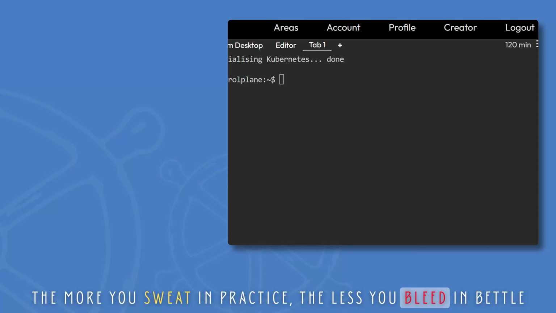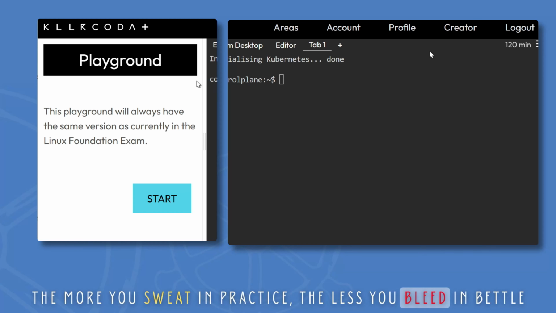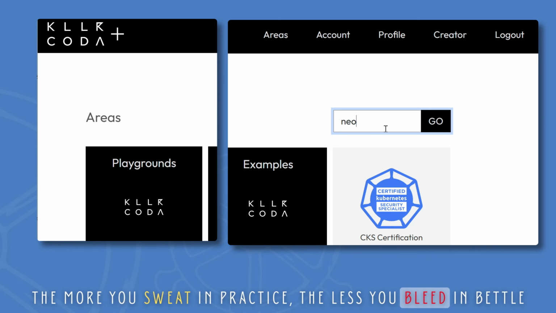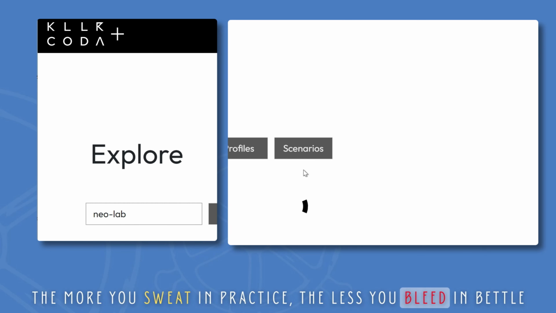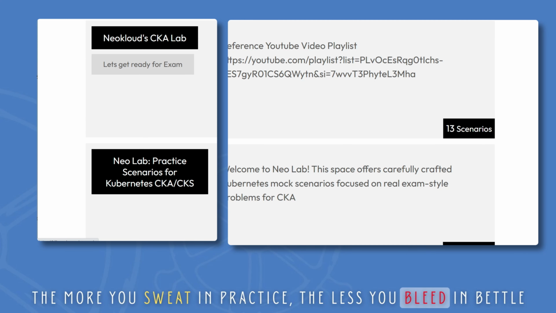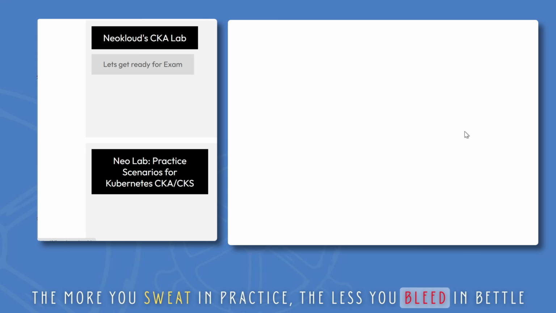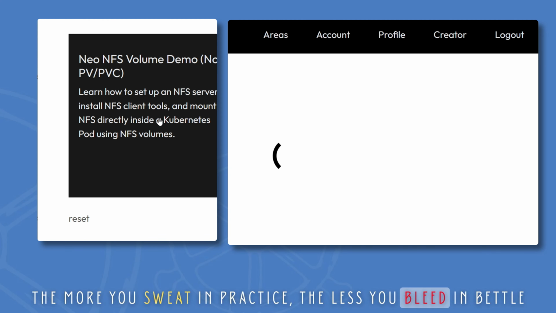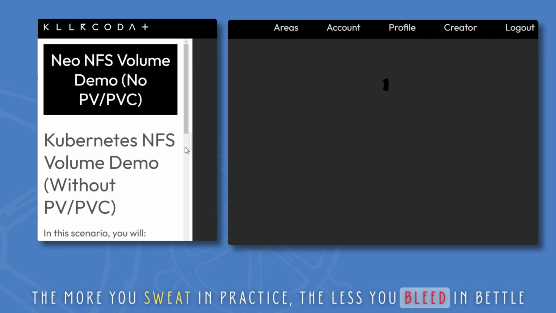So let's understand with the help of YAML files, and let's see it in Killercoda. So we have opened the Killercoda session. There you go. Just come with me in Killercoda. Just search Neokloud. I already created a scenario for you. There are many scenarios, but just go to scenario 13, and there you will find a new NFS volume. You click this. Everything is ready. No need to worry about anything.